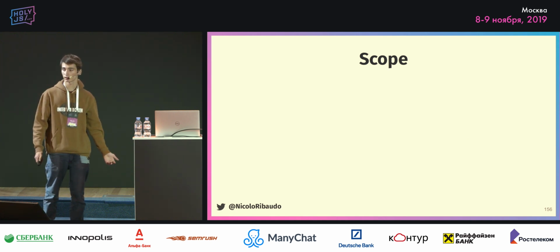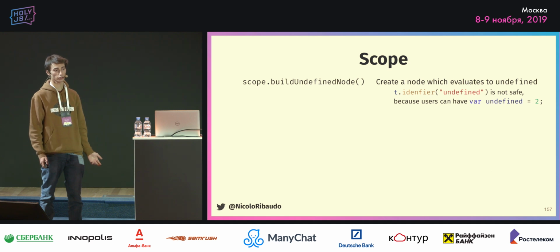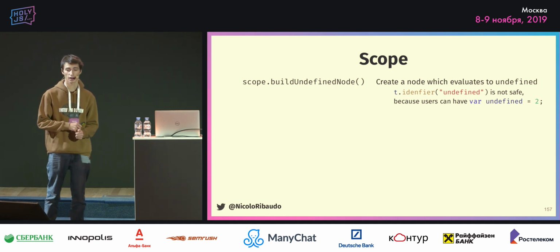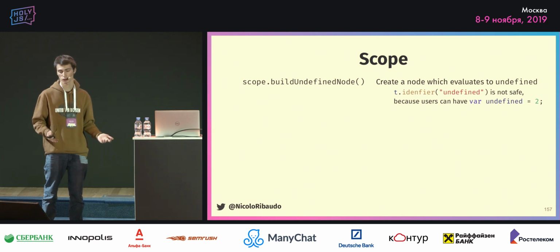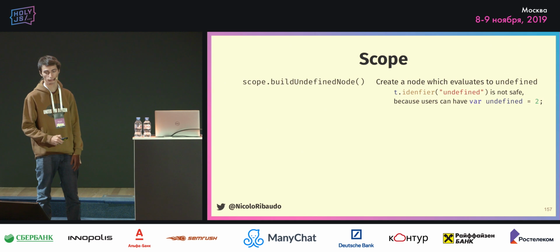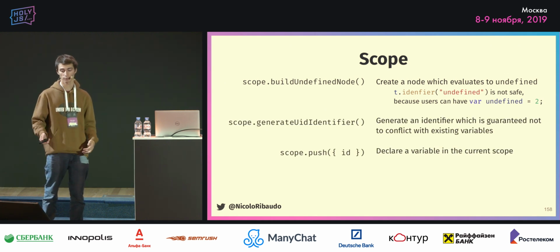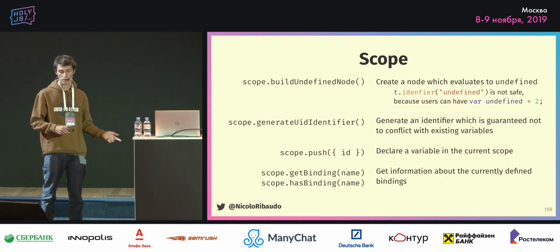There are also all the scope-related utilities, like scope.buildUndefinedNode. This is used because in JavaScript, undefined is just a normal variable. You could literally redeclare it. For example, you could set it to 2. And so using the undefined word in a program isn't really safe. I mean, if it's your program, it is, because probably you aren't redeclaring undefined. But we want to be sure, so we provide this utility, which returns a node that at runtime will just evaluate to undefined. Then there are a few utilities to generate variables and to push them in the current scope, and to check if a binding or a variable is declared or not.